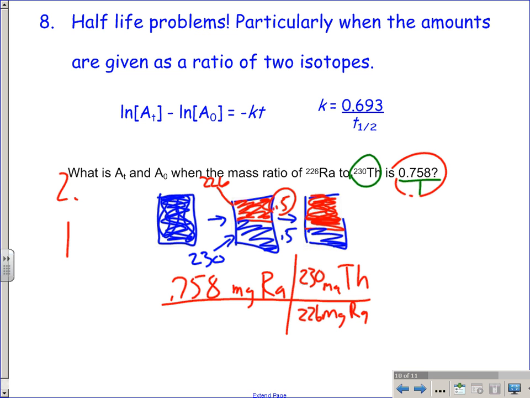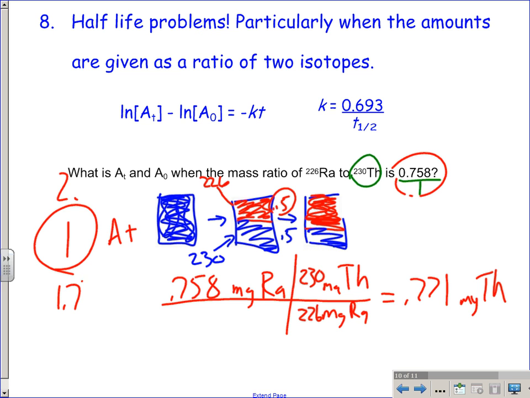And in your calculator, if I pull up a calculator real quick, so 0.758 times 230 divided by 226, that gives me 0.771 to 3 sig figs. So that's how many milligrams of thorium I used to have. So that means I'm now at 1. So that's my A_t. And I used to be 1.771, because remember you have to add that to 1. That's going to be my A naught. And remember, this is exactly 1, so think of it as 1.00 forever.